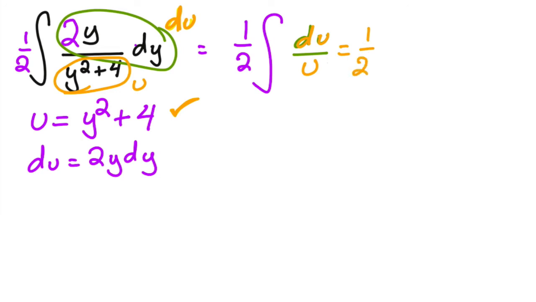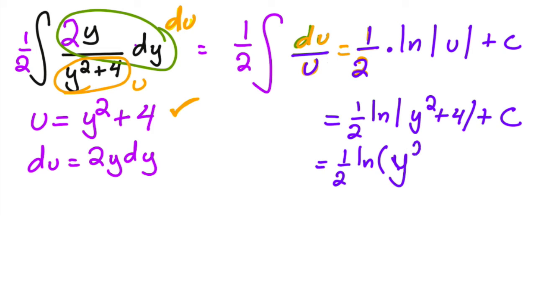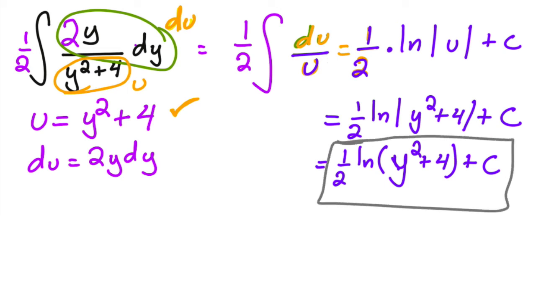This is 1/2 times the antiderivative of du over u, or you can also think of it as 1 over u. That's natural log of the absolute value of u. And so this is equal to 1/2 natural log of the absolute value of y squared plus 4 plus c. Sorry, I forgot the plus c here. And if you want to, in this case, you can get rid of the absolute value, because y squared plus 4 is always going to be positive. So you don't really need it. But it's also not incorrect to leave it there. And that's it.